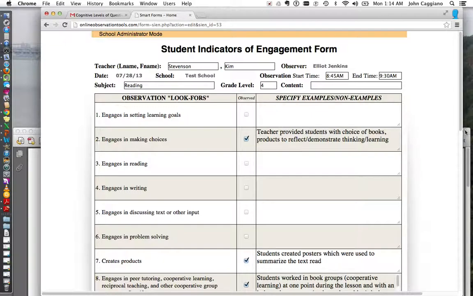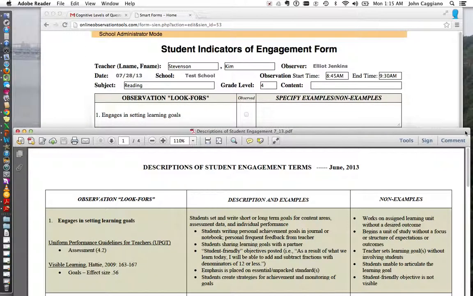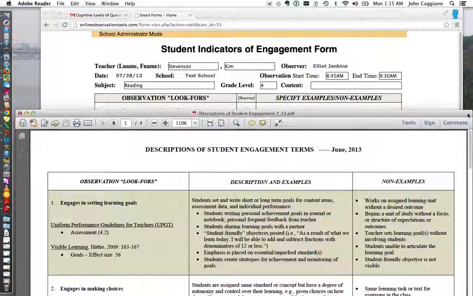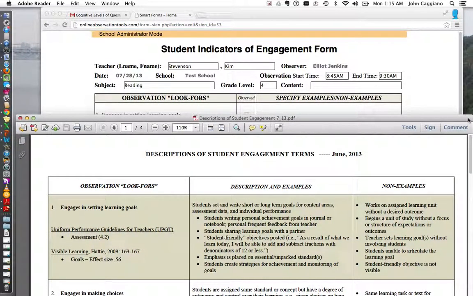Again, sitting down in a faculty setting or breaking out in small groups, or what's more meaningful in my opinion, meeting with departments or grade levels and taking a look at this document and really getting into the research.